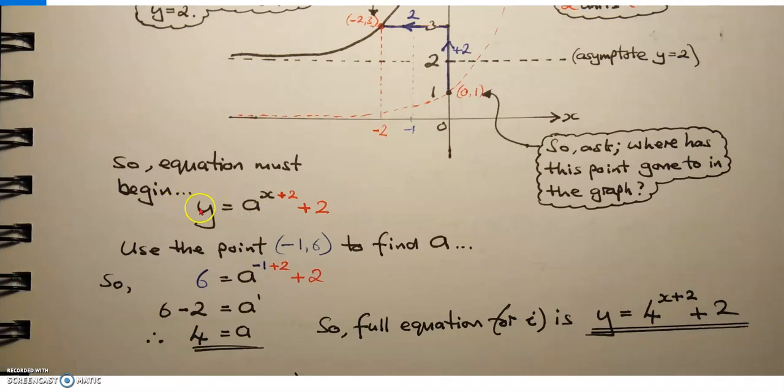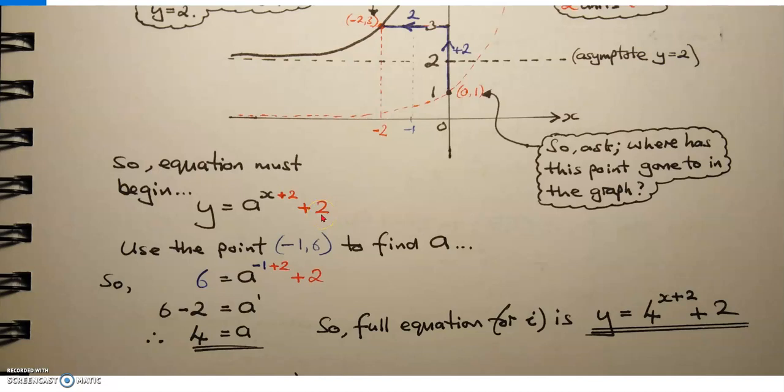Here it is. We know it must start with y equals a, where a is some base we don't know, to the power of x plus 2. Don't forget the graph has gone 2 units in the negative x direction, so we have to have the opposite sign there. It's going to be plus 2. So it's a to the power of x plus 2, and then because it's been shifted 2 units upwards, we write plus 2 on the end of our equation like that.